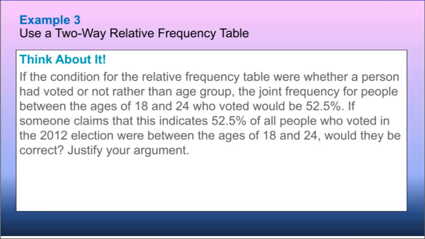This would not be correct because that 52.5% is only talking about all those people 18 to 24, not the whole amount of people who voted. Okay, so this is only talking amongst just 18 to 24-year-olds. So only 52.5% of 18 to 24-year-olds voted. So that's not half of the people who voted. This is just talking about one subgroup of it.